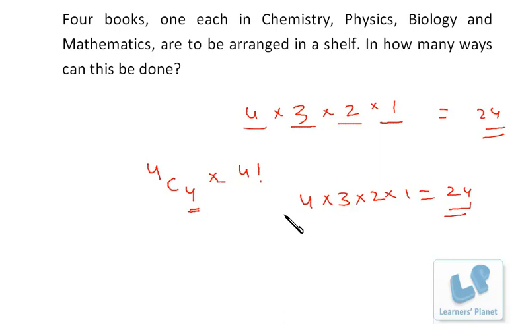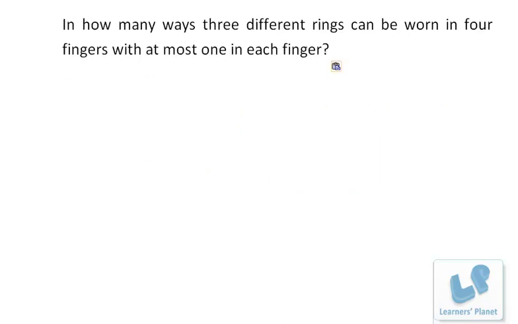Let's take one more example. In how many ways can 3 different rings be worn on 4 fingers with at most 1 in each finger? Further, you cannot say which problem this is, permutation, combination, or counting. Just do it. See, you have 3 rings and 4 fingers, and we have to wear only 1 ring in each finger. So first of all, out of these 4 fingers we need to select 3 fingers. From 4 fingers I am selecting 3 fingers, so it's 4C3.